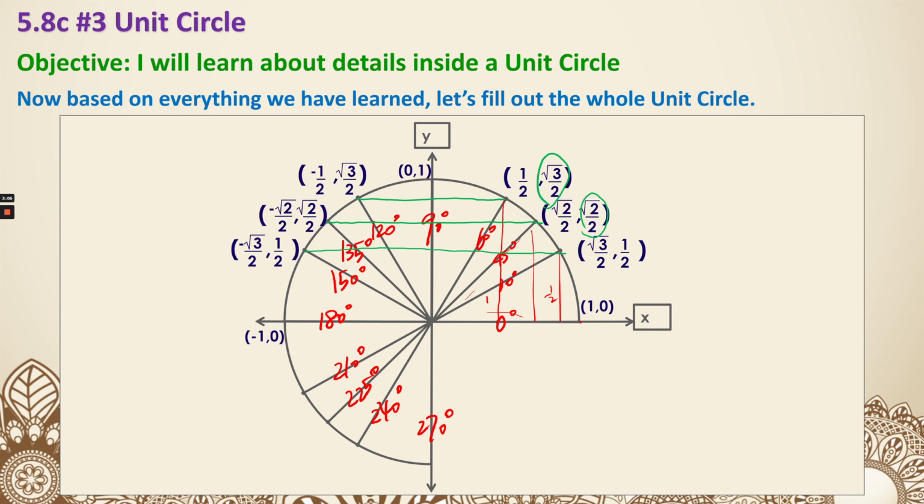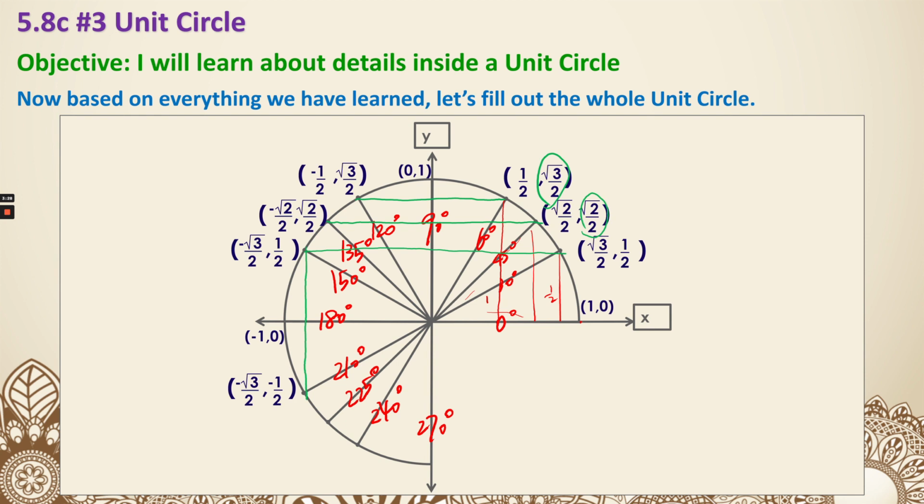Okay, next, 210. You can see that 210 is the same amount left compared to 150 degrees. That means they should share the same x value. So the x is going to be negative square root of 3 over 2, but the y, since you flip it, is going to be negative 1/2.